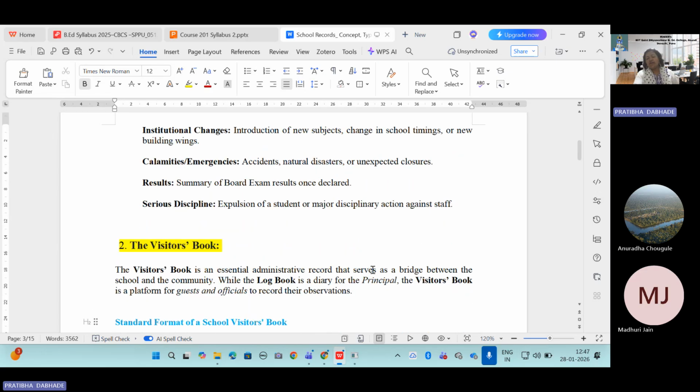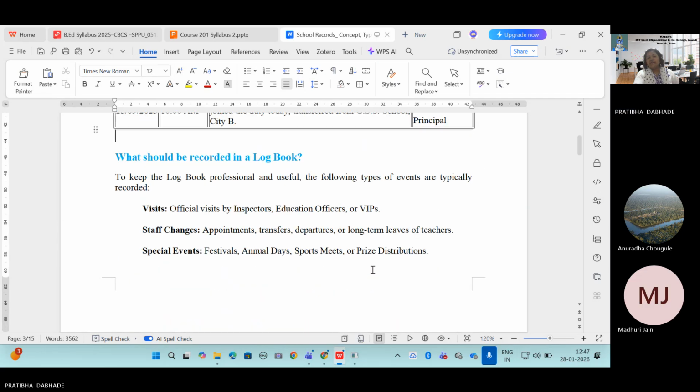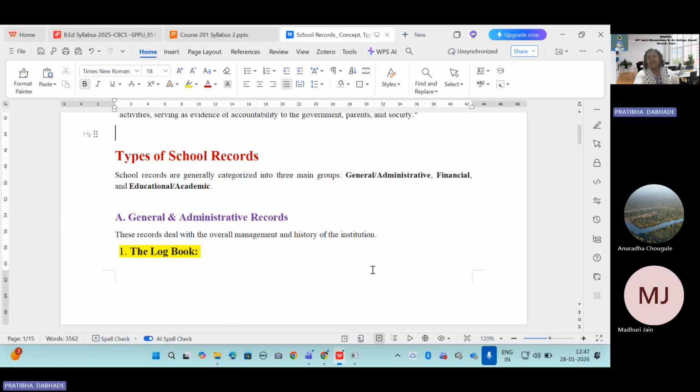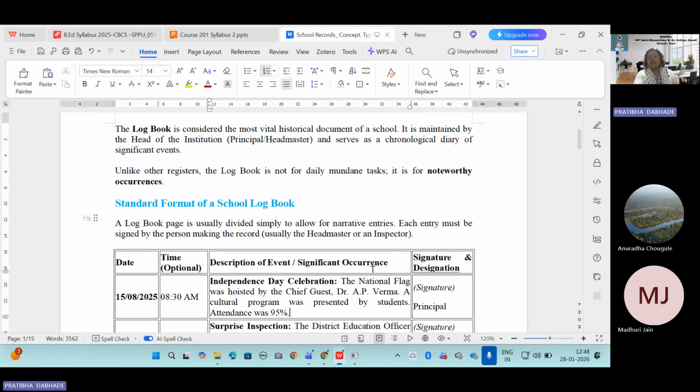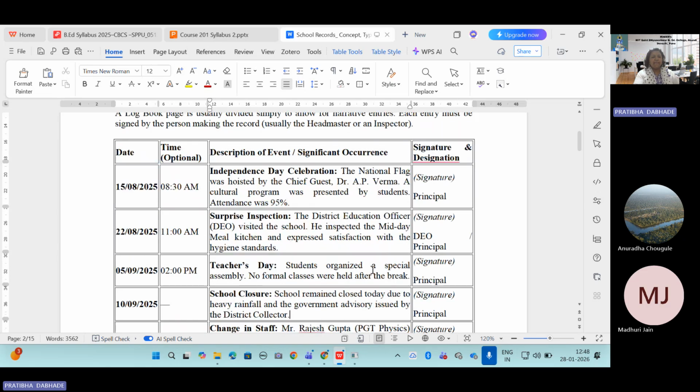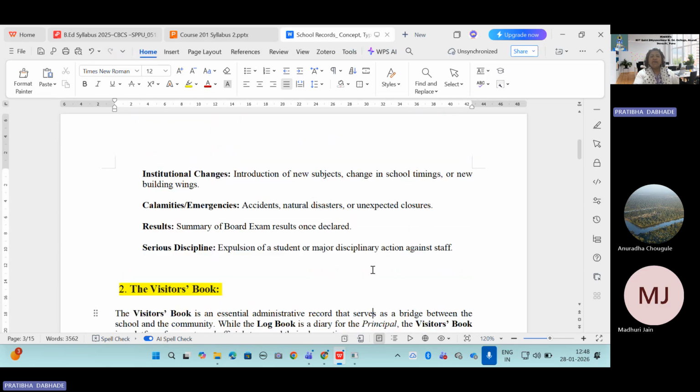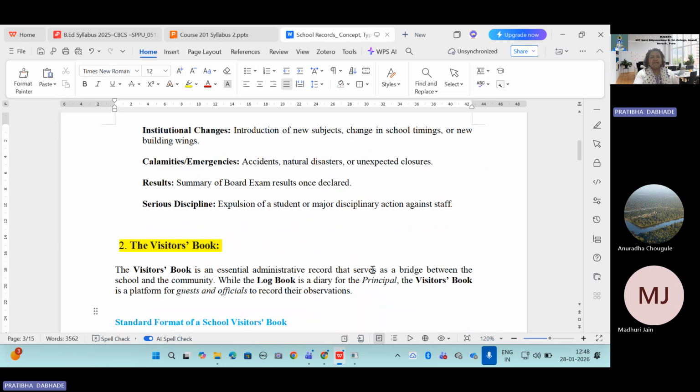The next is register. Here we are talking about which kind of registers? General and administrative records. So we saw the logbook. Then the next is the visitors book. I think you are very familiar with the visitors book. Yes. The visitor book is an essential administrative record that serves as a bridge between the school and the community, right?